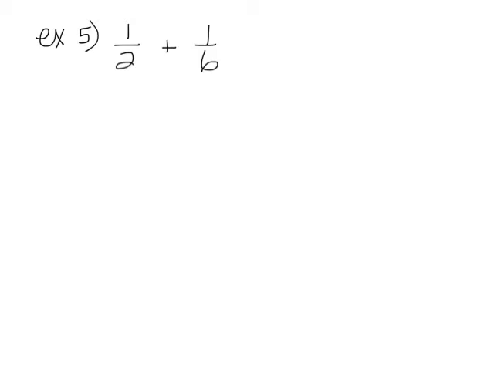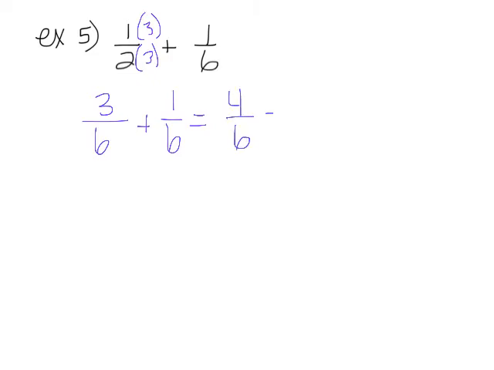So I'm going to make this 1/2 have a denominator of 6, so I can multiply by 3. And when I do that, I need to multiply the top and the bottom, so I'm going to multiply my numerator and my denominator. So I get 3/6 plus 1/6. And now that they have the exact same denominators, I can just go ahead and add my numerators. So I'm going to get 4/6. And when I simplify that, I'm going to get 2/3. So 1/2 plus 1/6 is going to equal 2/3.